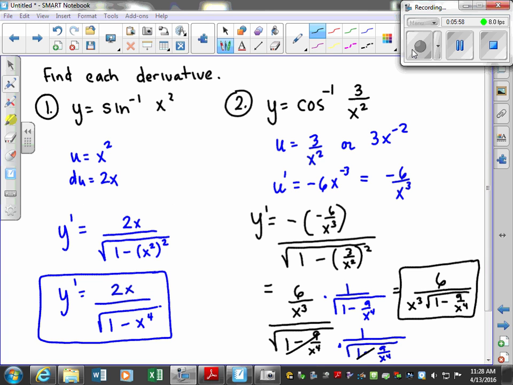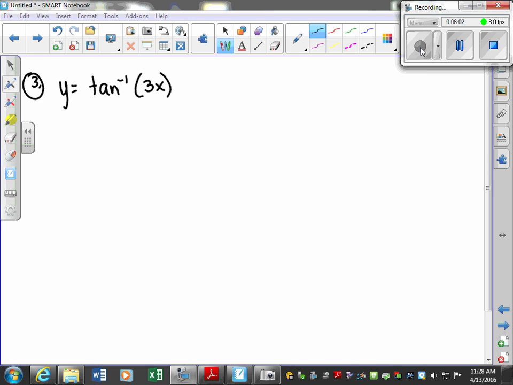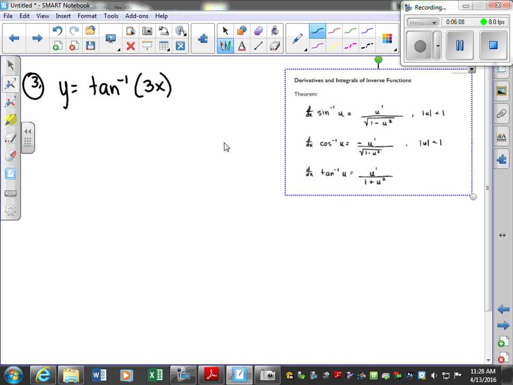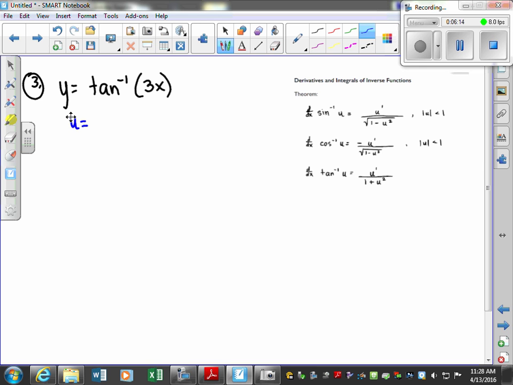Let's look at one with a tan inverse next. Okay, y equals tan inverse of 3x. Let me pull my formulas over here so we can be working with this one. What's the first thing we want to do? Label u, which is going to be 3x, and then what's u prime, or the derivative of u? Just 3.